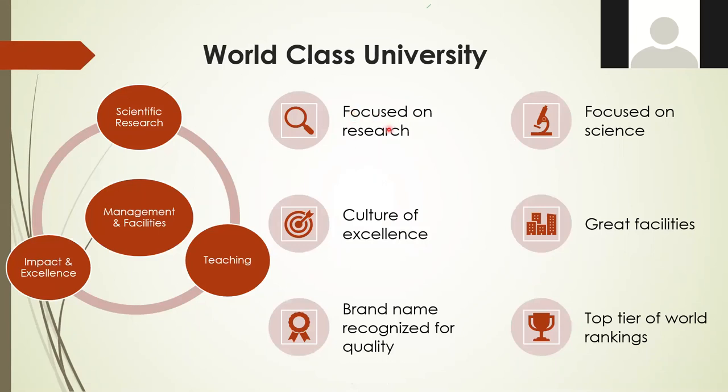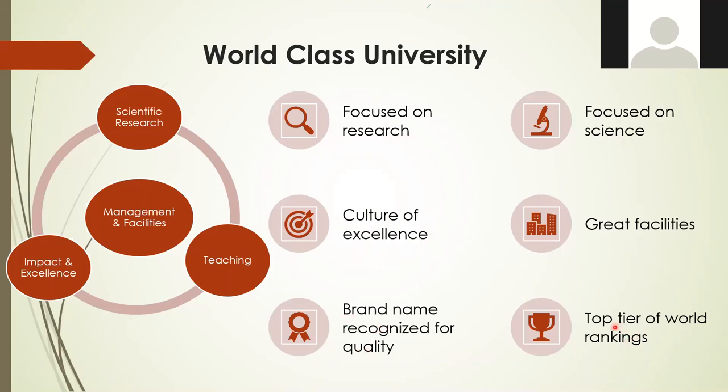These are the factors used to classify a world-class university. It needs to be focused on research. It needs to be focused on science. It needs to have great facilities. It also needs to have a culture of excellence. It is not only that we say, yes, we have some members with very good excellence doing research inside the university. You need the environment and the culture inside the university to be a culture of excellence.